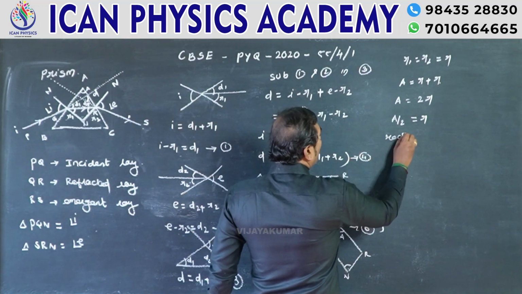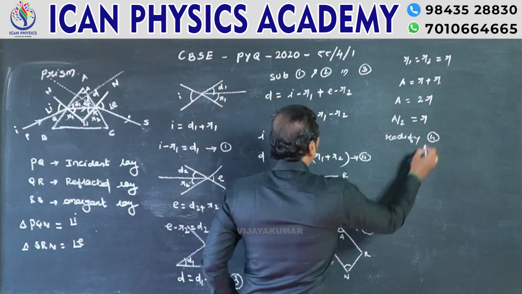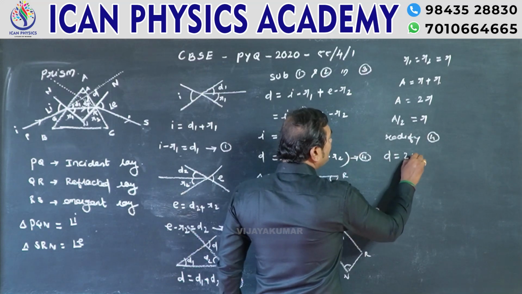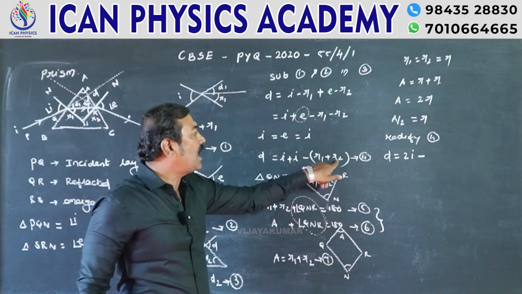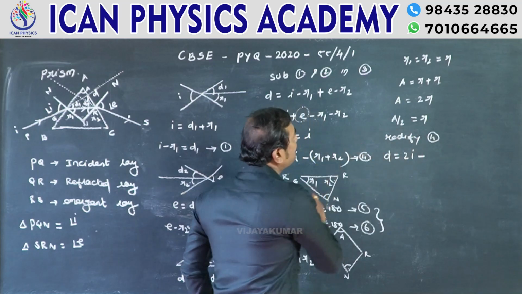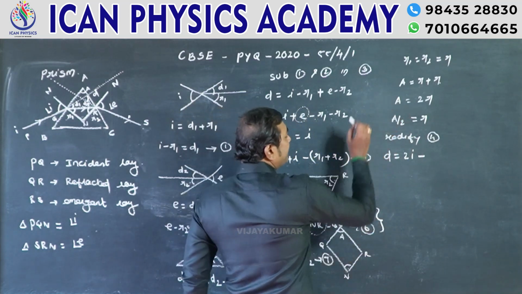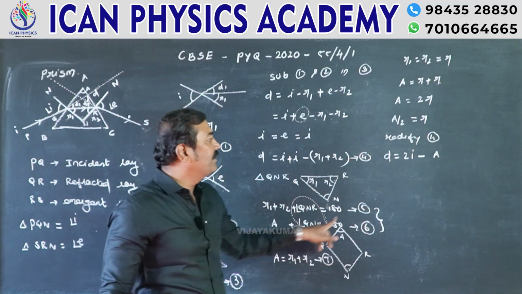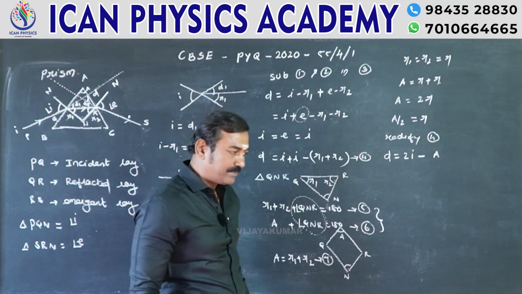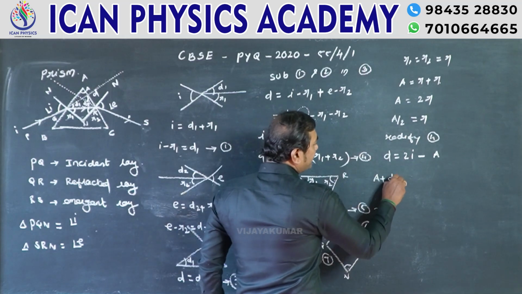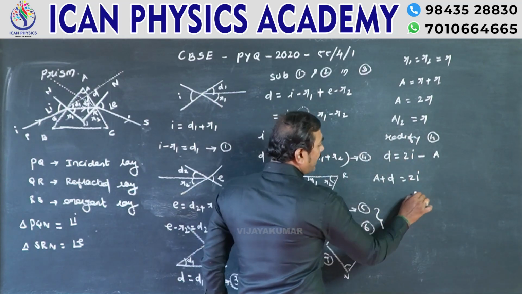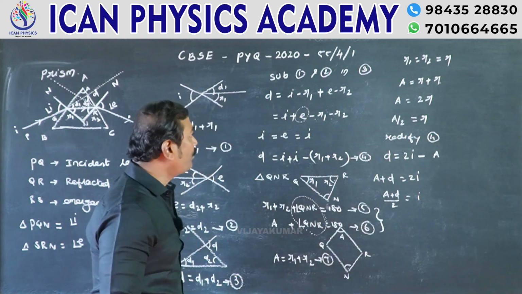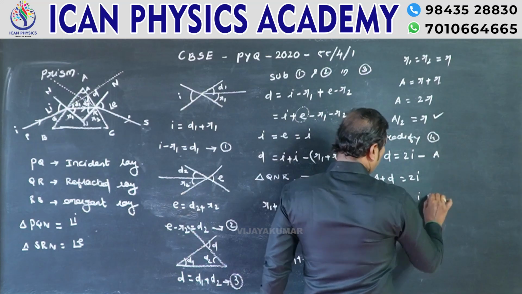So modify 4. I plus I, 2I. So D equal to 2I minus R1 plus R2. R1 plus R2 can be taken as A. So the minus A comes to this side as plus A. So A plus D equal to 2I. Then I equal to A plus D by 2. Okay. So now we have calculated the values of R and I.